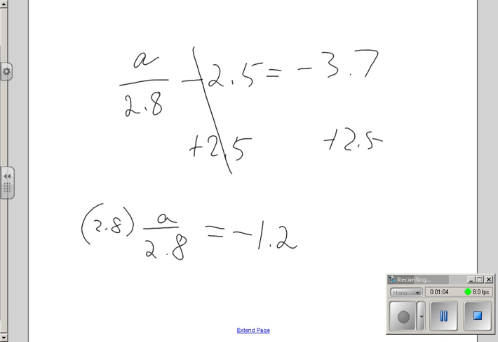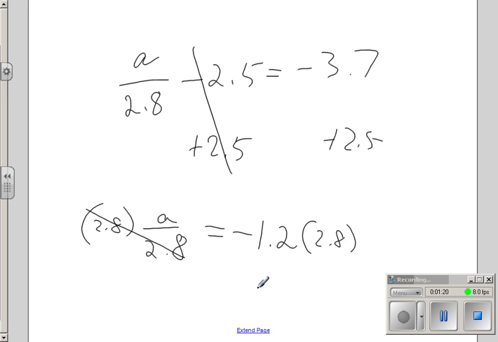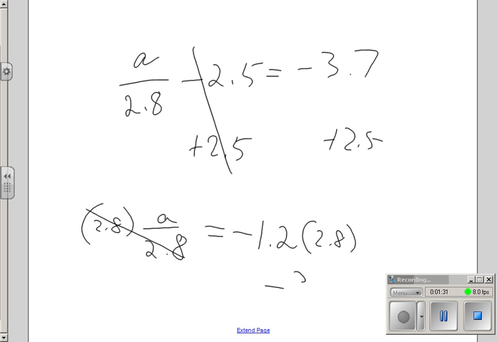Multiply both sides by 2.8. Multiply by 2.8 in your calculator. You will have 1.2. Now you don't need to use positive and negative because you know that a negative multiplied by a positive is a negative. So we know my answer is going to be negative, right? And we're just going to take my calculator back up here. So negative 1.2 times 2.8 equals negative 3.36. That is the value of a. Okay, negative 3.36.